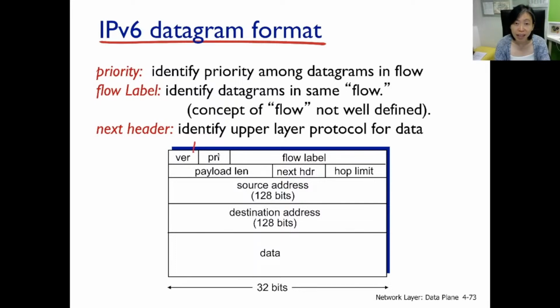The version field. We also have this in version 4. So the only difference is that this value will always be 6 in version 6.